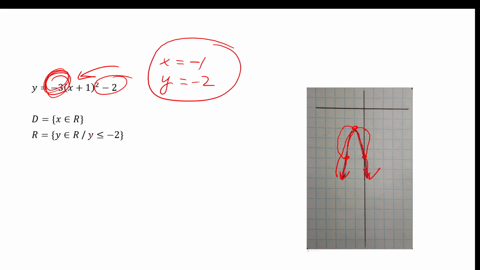The domain of that quadratic function is x element of the reals because it's infinitely wide in both directions. And the range is y element of the reals such that y is less than or equal to -2.